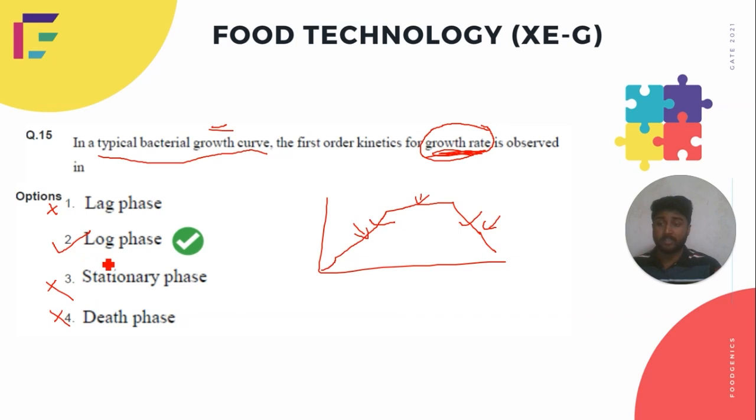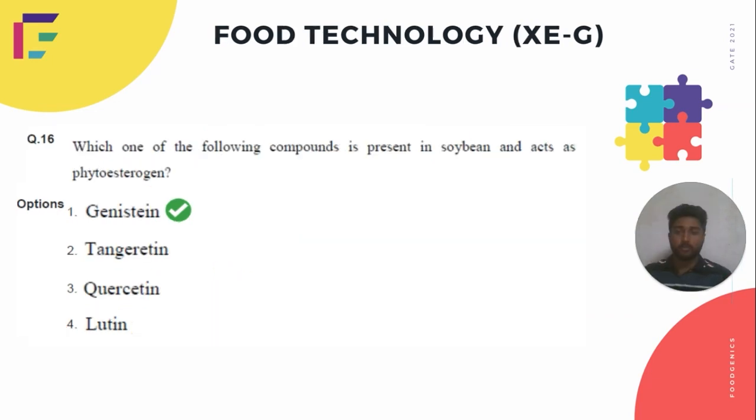So the correct option is option 2. So the next question that we have is, which of the following compounds is present in soybean and acts as phytoestrogen? Okay, so first of all, what this phytoestrogen is, this is mainly the plant estrogen from plants. Okay, so this is actually a very straightforward question. So soybean contains this genistein compound, which is your estrogen obtained from plants.